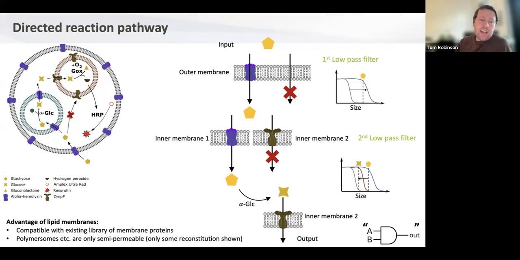And I want to point out that there's an advantage of having lipids as our choice of material, because lipid membranes are compatible with lots of pre-existing membrane proteins. Now, of course, there's interest in using things like polymersomes, which are semi-permeable, but in terms of reconstituting membrane proteins, there's limited things you can do with them at the moment.